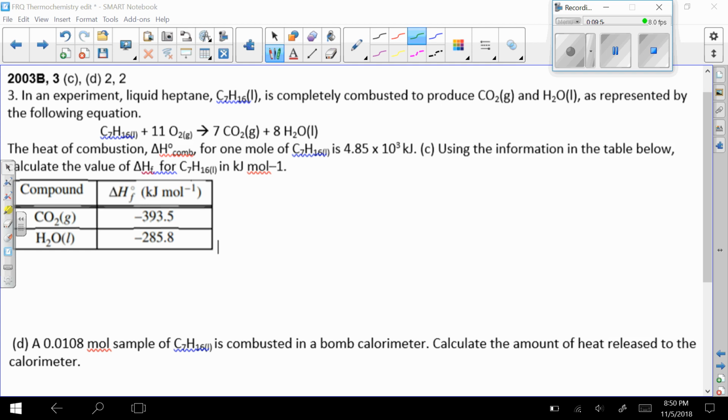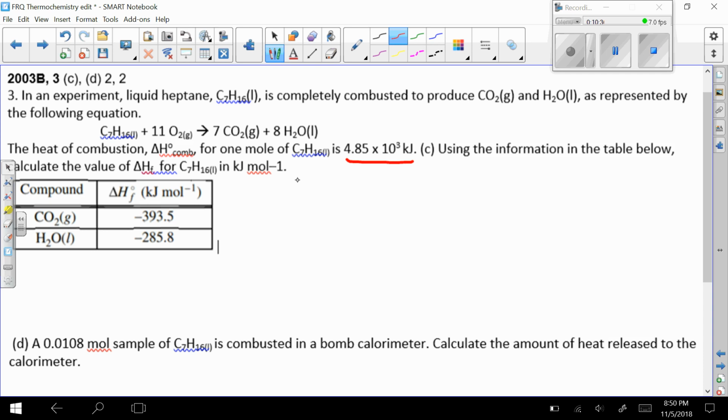Sorry about that. In 2003, we have some heptane combusted, and when it's combusted, it forms carbon dioxide and water. We're given some values on this table here. This is asking us, if we are given the heat of combustion for 1 mole of our heptane, what is the value for the heat of formation of that heptane? So we know the heat of combustion. What's the value for the heat of formation?